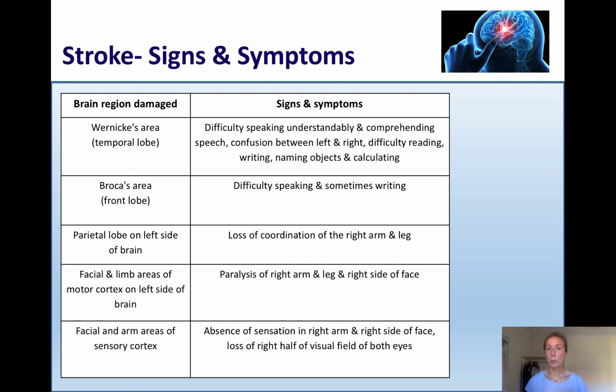Broca's area, which is placed in the frontal lobe, so this might again be difficulty with some speech and sometimes writing. The parietal lobe, specifically on the left-hand side of the brain, loss of coordination on the right side, so in terms of the limbs on the right, etc. Again, I don't need to go through the whole list and exhaust it, but the point being, different areas of the brain are obviously going to have different consequences and more indicative signs and symptoms, okay?